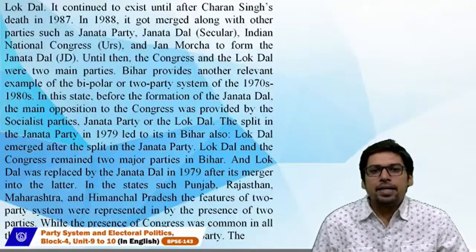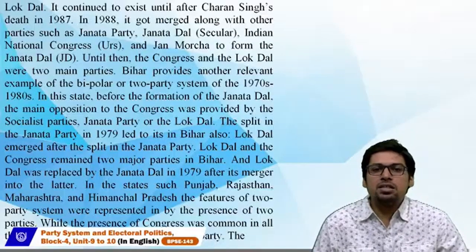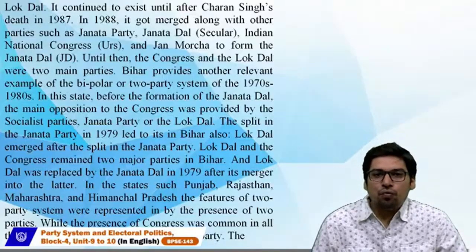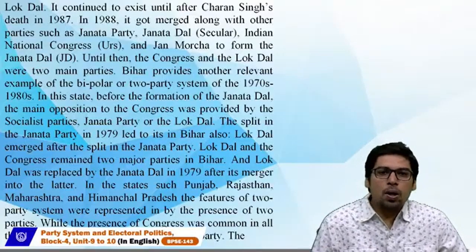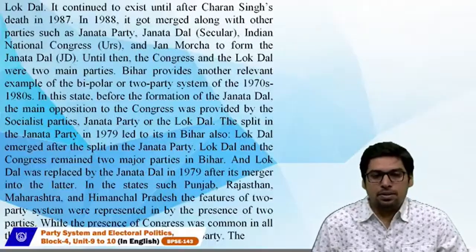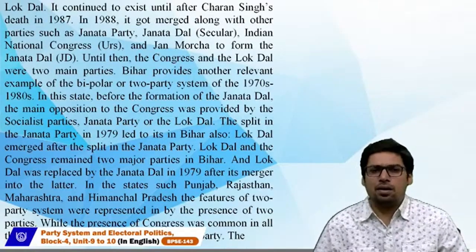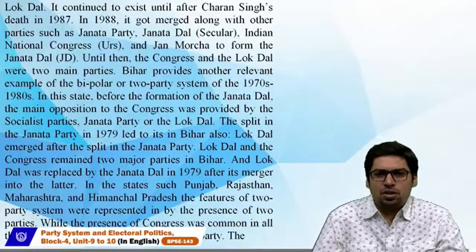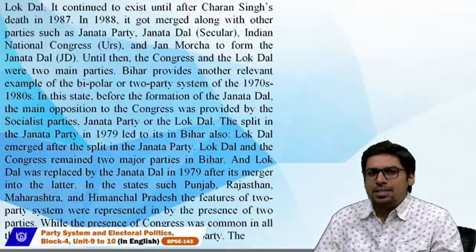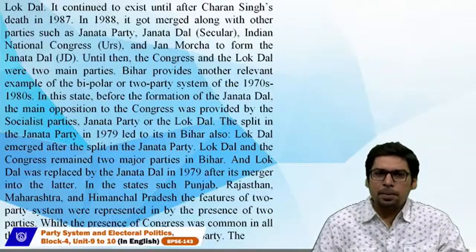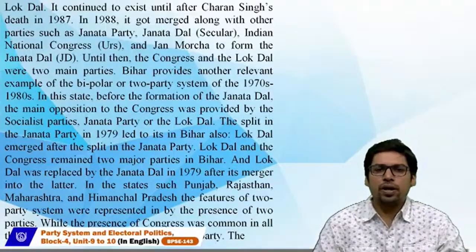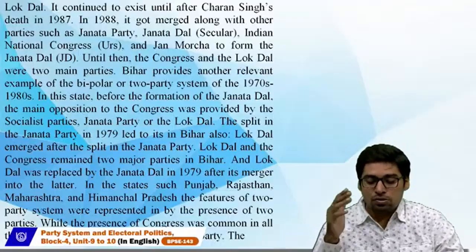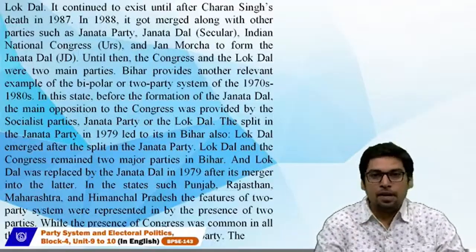Later, it merged with other parties such as the Janata Party, Janata Dal Secular, Indian National Congress, and Jan Morcha to form the Janata Dal. Until then, the Congress and the Lok Dal were the two main parties in UP, and also we can say in Bihar. Bihar provides another relevant example of the bipolar or two-party system of the 1970s to 1980s. In the state, before the formation of the Janata Dal, the main opposition to the Congress was provided by the Socialist Party, Janata Party, or the Lok Dal. We also discussed this in Uttar Pradesh.